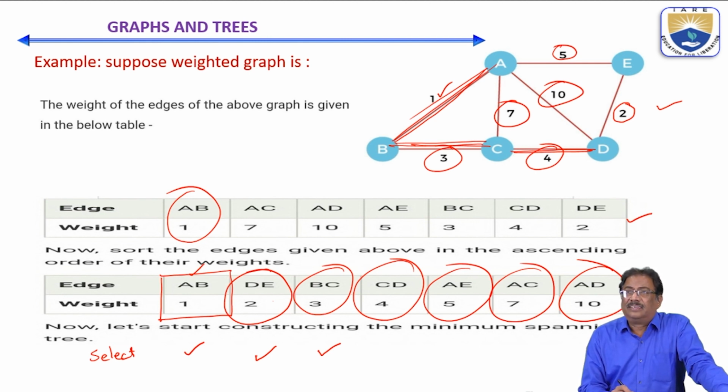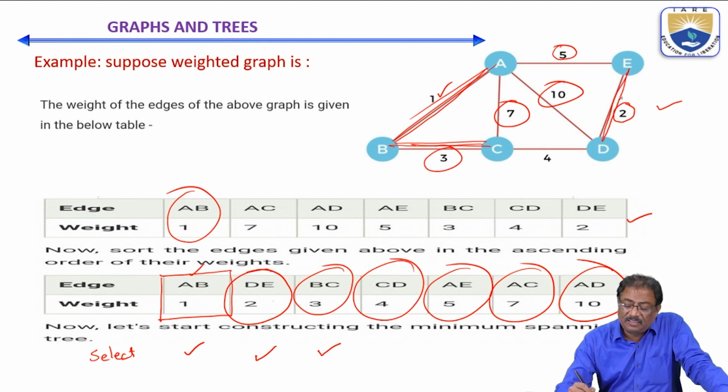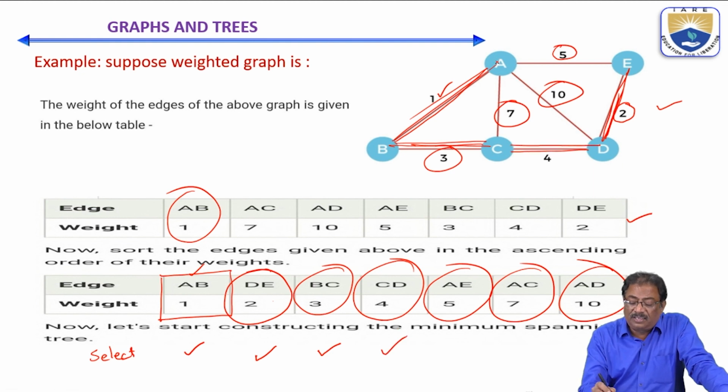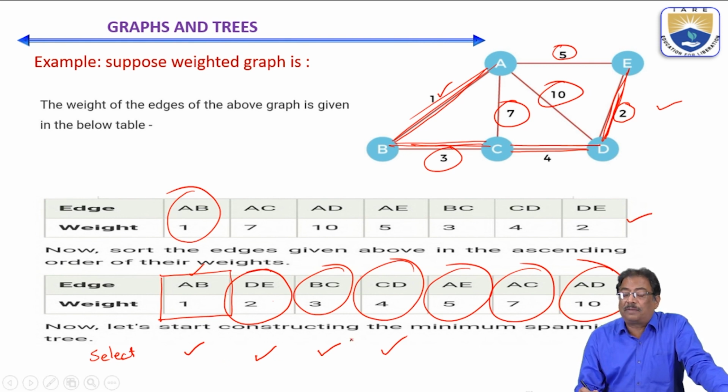Then the another one is CD. AB we selected and DE, sorry, not this, and this is DE. Now after that, I am going to select CD. CD is also selected. Now there is no question of forming a loop. So how many edges have I selected? 4 edges I have selected.